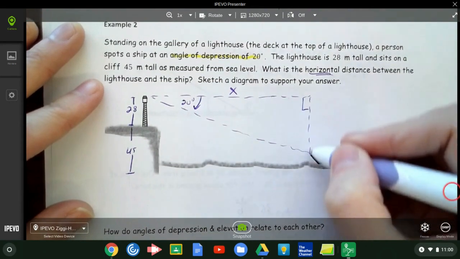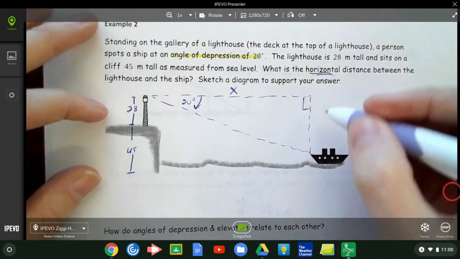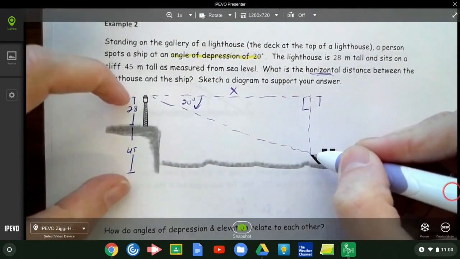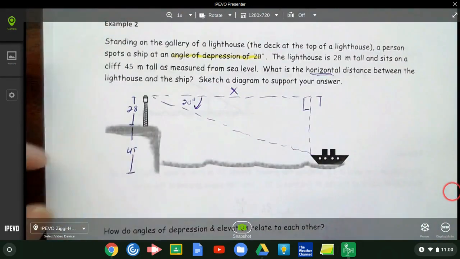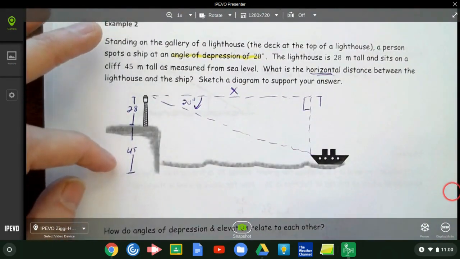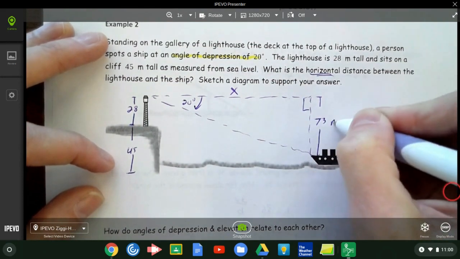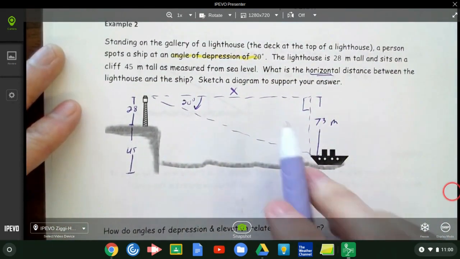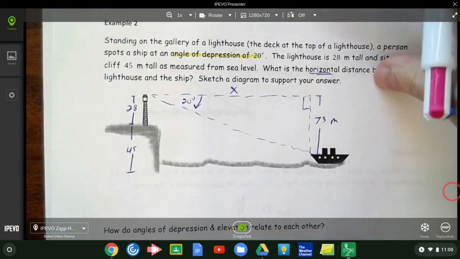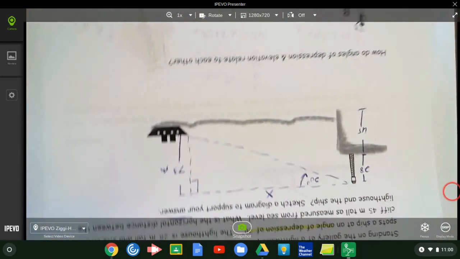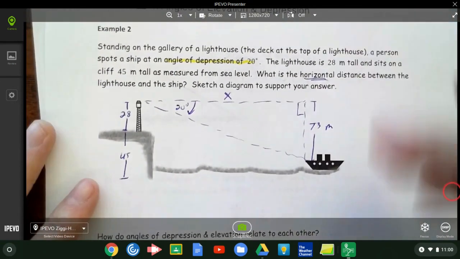This distance, we'll call that all the way down to the water, is going to be the sum of this. I can slide that over here. So the 28 and the 45 add together to make 73 meters. And now I've got my triangle. Some people don't like it drawn that way. Maybe they like the triangle to sit this way, so if you want to spin it around, that's fine. But I'm going to go ahead and keep my picture normal.